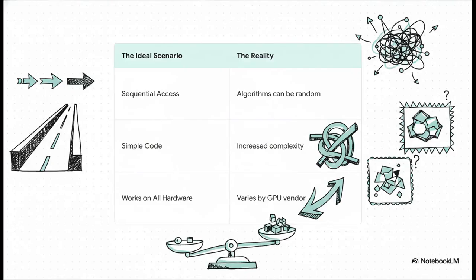But let's be real for a second. This isn't some magic bullet that solves every problem. Some algorithms, like graph traversals, are just fundamentally random, and they're always going to struggle with coalescing. Restructuring your data can also sometimes make your code a bit more complex and harder to read. And to top it off, the exact rules for what counts as a perfect access can even change between GPU generations. So, as always, it's a trade-off.